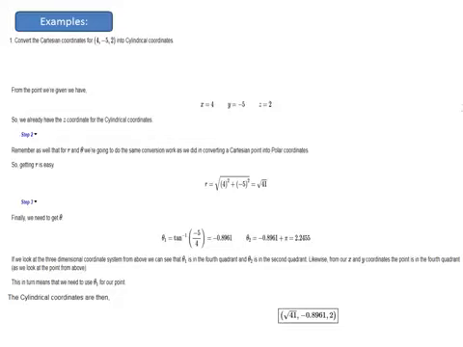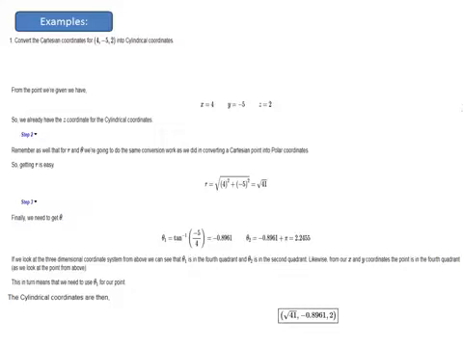Step number 2: remember that for r and theta we are going to do the same conversion work as we did in converting a Cartesian point into polar coordinates. So getting r is easy. R equals the square root of x squared plus y squared. After substituting the values of x and y, we are left with square root 41. Step number 3, in order to find the value of theta, theta is obtained from the equation tan inverse of y over x, where y is -5 and x is 4.